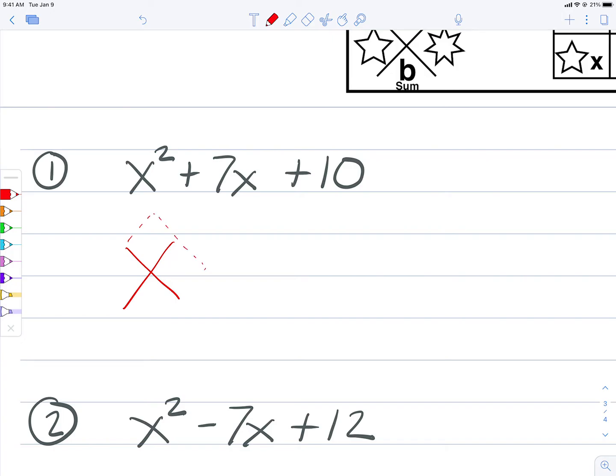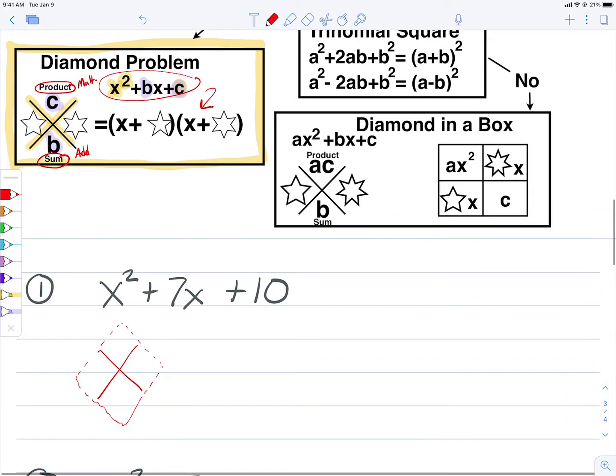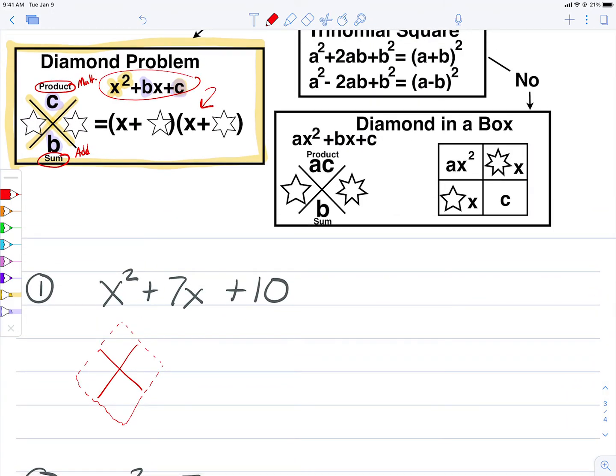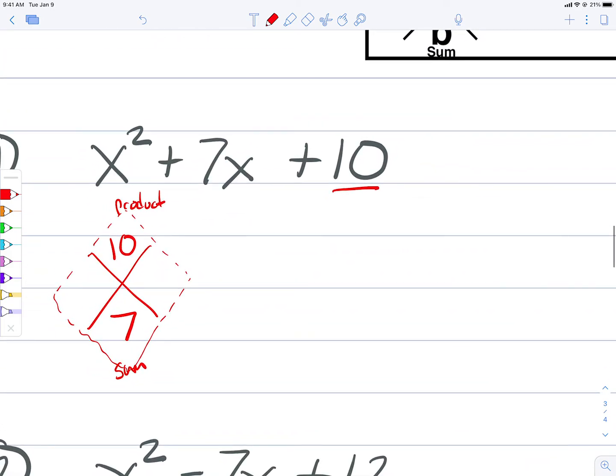Again, technically it's a diamond, but we don't want to always draw it. If we look again back at our factoring flow chart, it says that the constant is supposed to go on the top. So the constant is 10, so I'm going to put that at the top. B, which is the coefficient of x, goes on the bottom, so that's a 7. The product is the 10, the sum is the 7. So I need to figure out what two numbers multiply to 10 while at the same time adding to 7. That is 5 and 2.